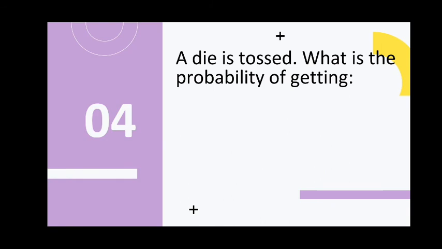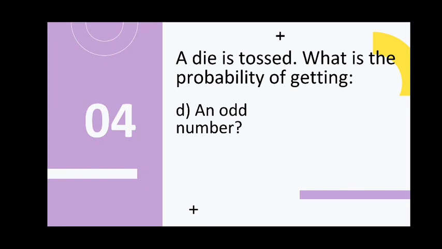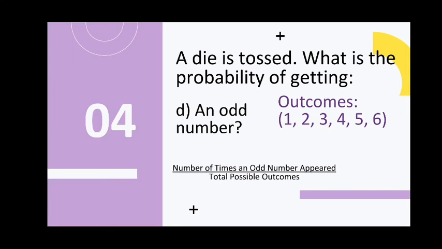Next, let's find the probability of getting an odd number. So, ang odd number naman ay yung mga numbers na hindi exactly divisible by 2. So, kapag dinivide natin sila by 2, may remainder. Now, we should know the number of times an odd number appeared over the total possible outcomes. Same outcomes pa rin, numbers 1 to 6.